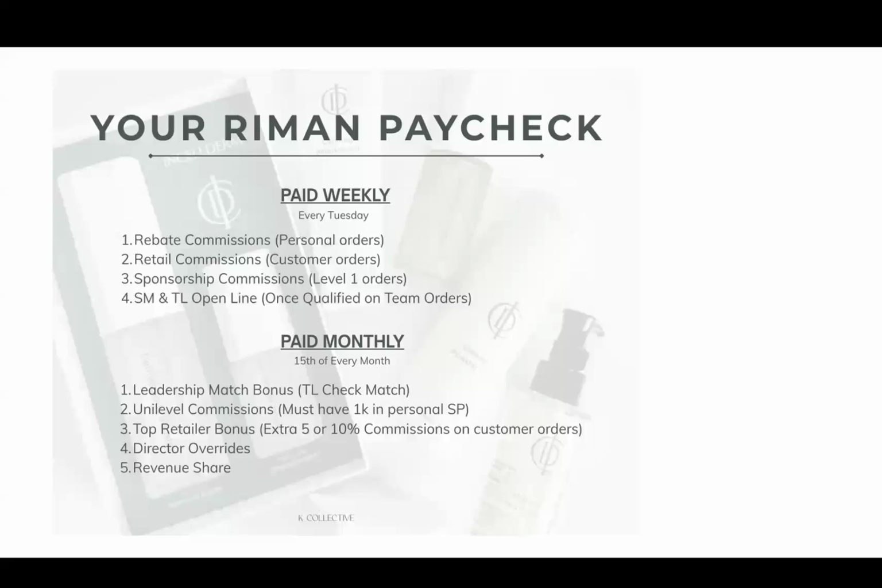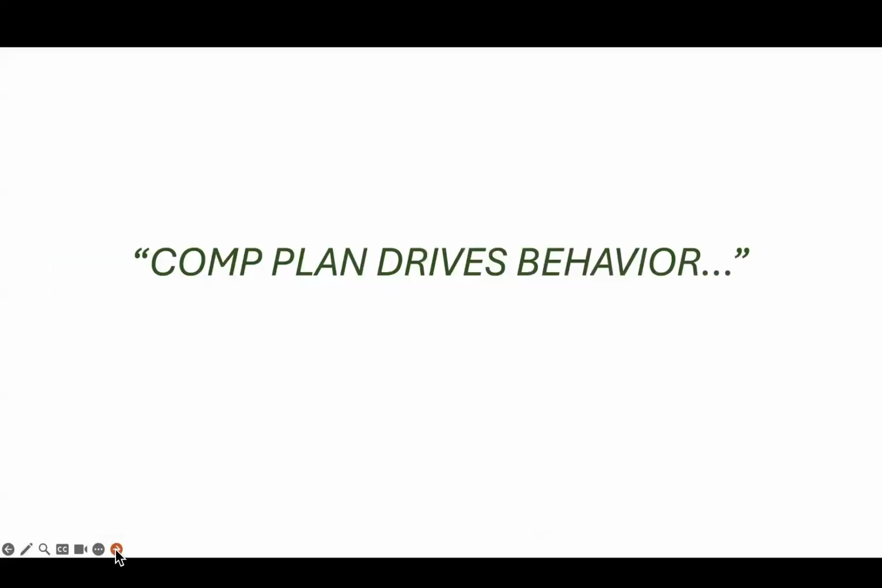Now, paid monthly, once a month, on the 15th of every month, is going to be the leadership team leader check match bonus. Uni level commissions, you must have 1,000 in personal SP to unlock the uni level. Top retailer bonuses, so this is the 5 or 10% extra they give you on top of the retail. That's calculated for the calendar month. Obviously, director overrides and rev share as well. Okay. So just keep in mind, as a bullet point, we get paid weekly and we get paid monthly.